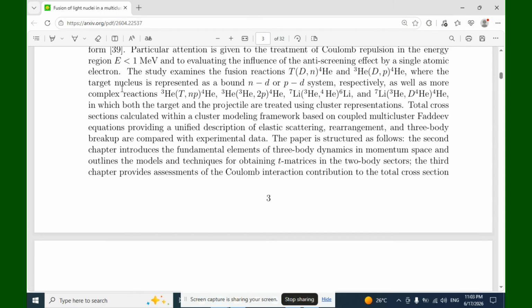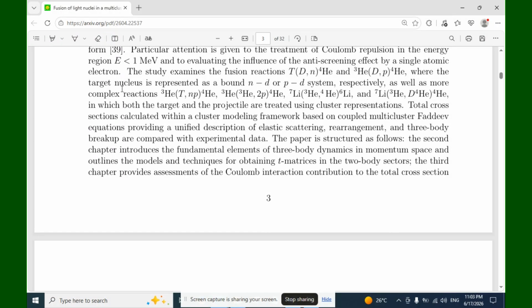Total cross sections calculated within the cluster modeling framework based on coupled multi-cluster Faddeev equations, providing a unified description of elastic scattering, rearrangement and three-body breakup, are compared with experimental data.